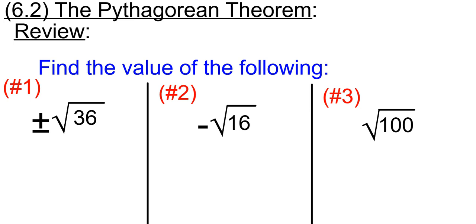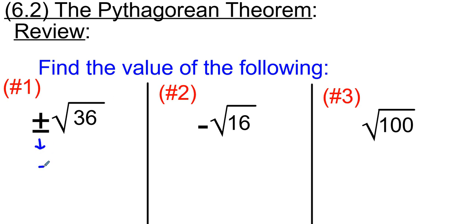This is section 6.2 called the Pythagorean theorem. Before we get into the Pythagorean theorem, we are going to be talking about a quick review here from the last section of 6.1. Just remember, if you have a symbol before the square root symbol, you need to carry that down throughout your work.